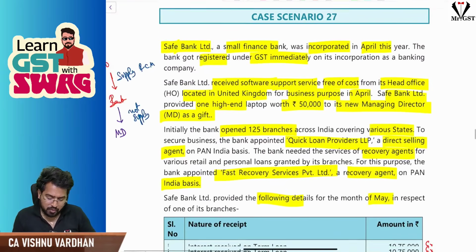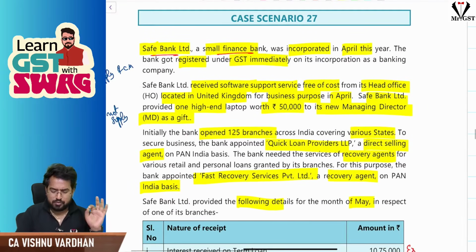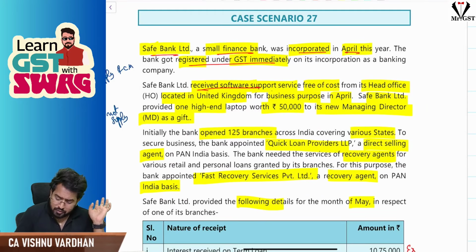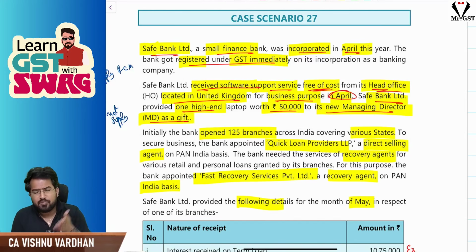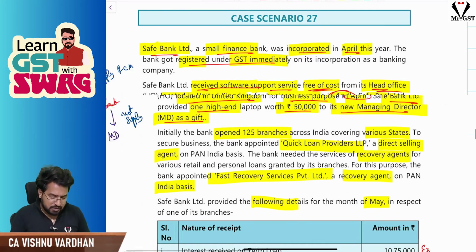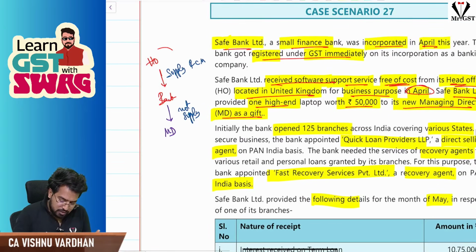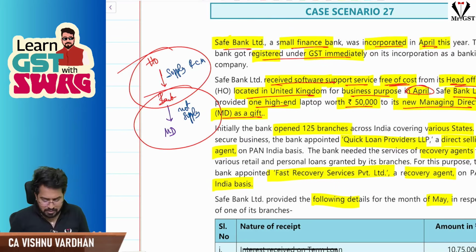Coming to the point here. Safe Bank Limited is a small finance bank incorporated in April and took GST registration immediately. It received software support services free of cost from the head office located in the United Kingdom for business purposes in April, and also provided one high-end laptop worth 50,000 to its new managing director as a gift. The import of service from your own establishment located outside India without consideration for business purpose is a supply, and giving a high-end laptop to an employee, 50,000 per employee per annum, you have that relaxation, is not a supply. So the head office giving services to the bank is a supply, and the bank giving to the MD is not a supply.